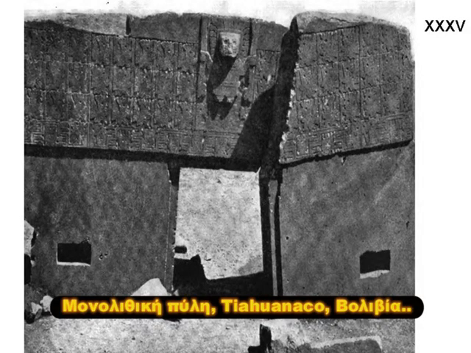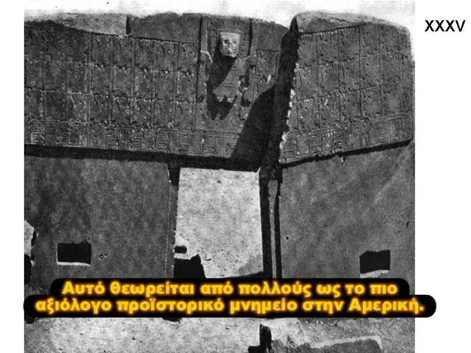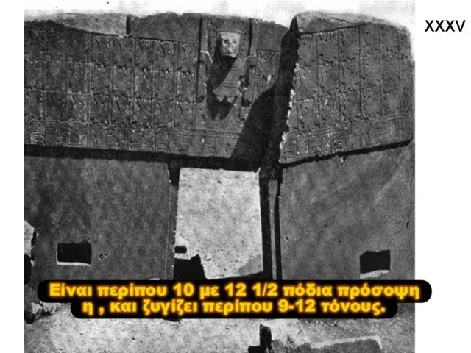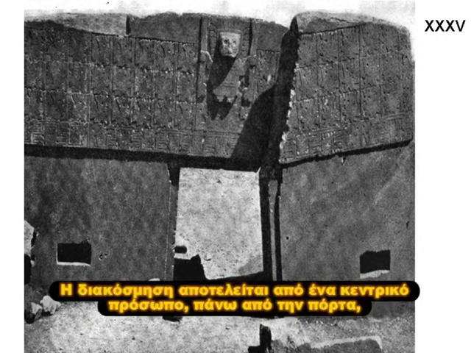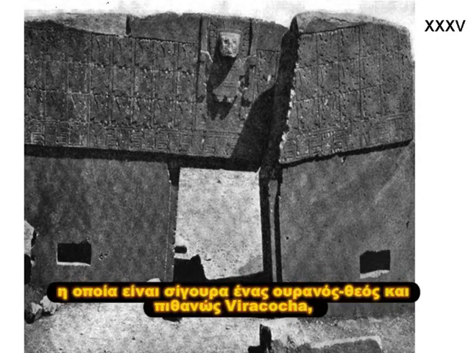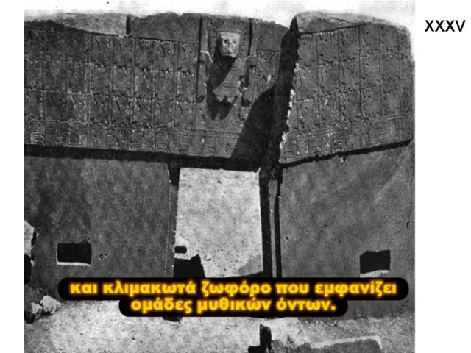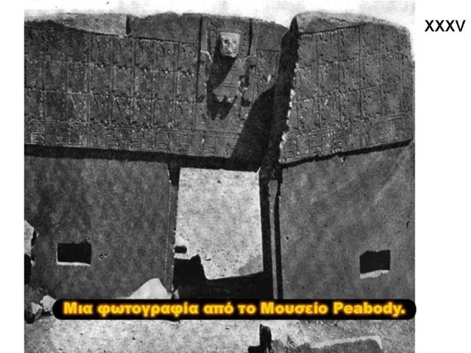Plate 35. Monolithic Gateway, Tiahuanaco, Bolivia. This is regarded by many as the most remarkable prehistoric monument in America. It is approximately 10 by 12.5 feet in front dimension, and is estimated to weigh 9 to 12 tons. The decoration consists of a central figure, above the doorway, which is certainly a sky god and probably Viracocha, and a banded frieze showing groups of mythic beings. After a photograph in the Peabody Museum.